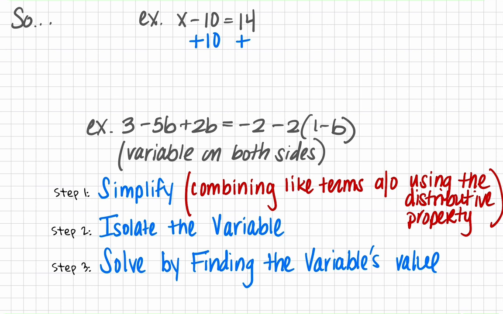So I'm going to add 10 here as well. That cancels out, and then x is isolated. Then I do the math. 14 plus 10 is 24. And at that point, we have solved the equation.